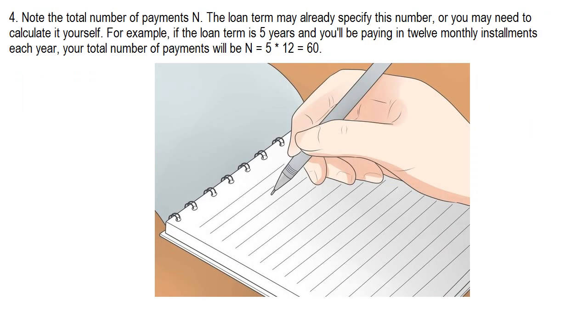4. Note the total number of payments N. The loan term may already specify this number, or you may need to calculate it yourself. For example, if the loan term is 5 years and you will be paying in 12 monthly installments each year, your total number of payments will be N equals 5*12 equals 60.